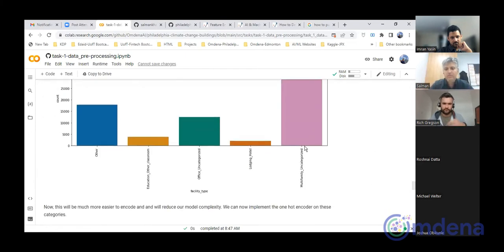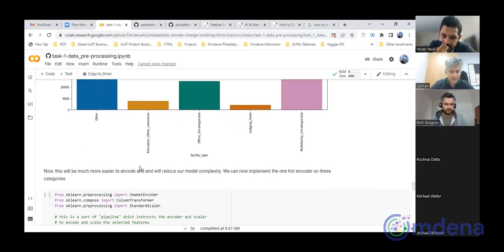So we ended up with 5 categories now. So now we can encode it very easily. We will have just 5 more columns added to it. Otherwise, we would have 60 columns. So that's kind of what our strategy is right now.